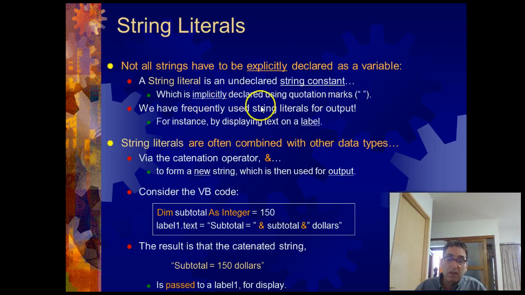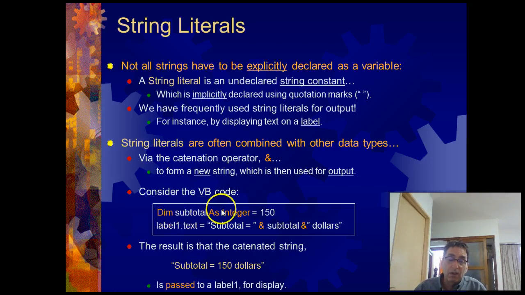We have frequently used string literals for output. So I guess we output some data to a label, and we'd never really declared that string in the beginning, for instance, by displaying text on a label. String literals are often combined with other data types via the concatenation operator to form a new string, which is then used for output. Consider the VB code like this.